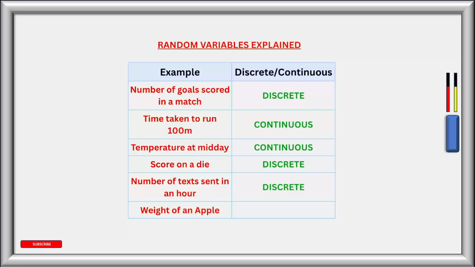And for the last example, the weight of an apple. Is this a discrete or continuous random variable? If you'd like to play along, pause the video now. So the weight of an apple is classed as a continuous random variable, as weight can be measured.